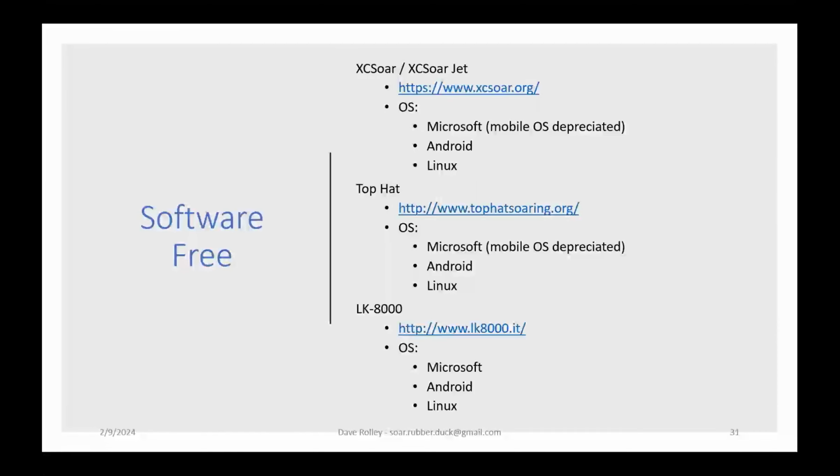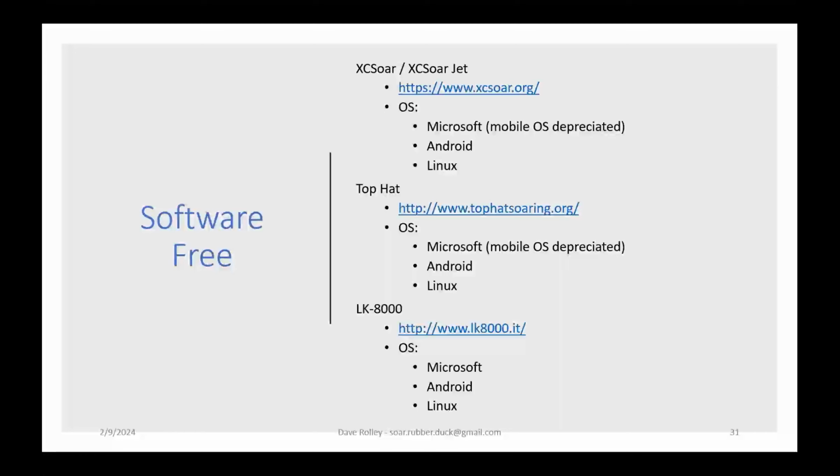The free software, okay, XCSoar and XCJet are pretty well joined at the hip. When you download the package, you can see the link up there on how to get to it. It can run on Microsoft, the mobile OS, but it's being deprecated, and I'm not really sure the current version will run on it. I haven't really looked at it because I'm not running any Microsoft devices. It will run on Android, it will run on Linux, and Top Hat is another piece of software that's out there. Again, it can run on all three of the operating systems. And then we have LK8000. And again, that operates on all three of the operating systems.